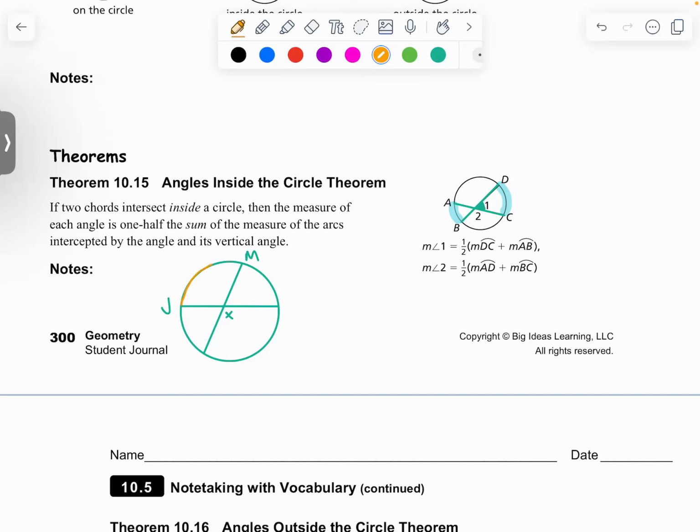Okay, so JM has a measure of 130. And we're going to say KL has a measure of 156. Okay, so draw that picture. That's going to be the first example that we do.